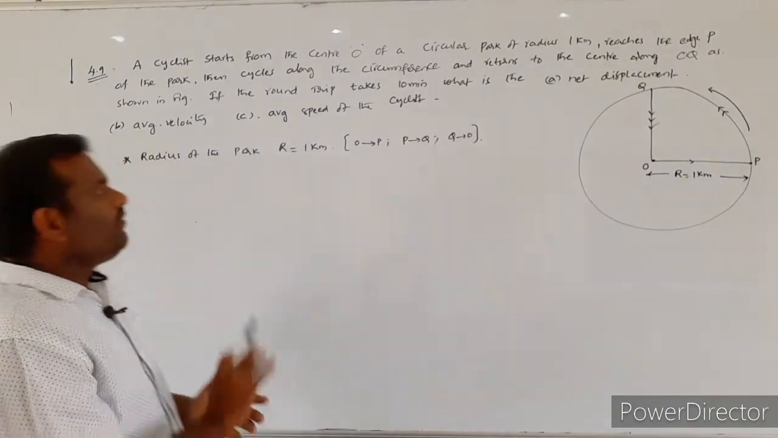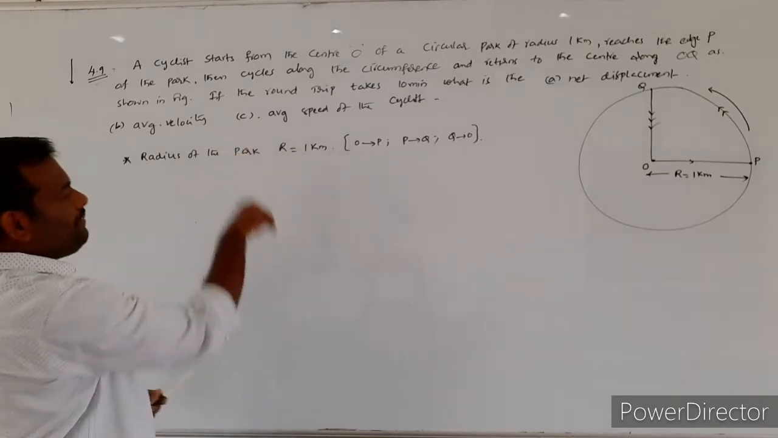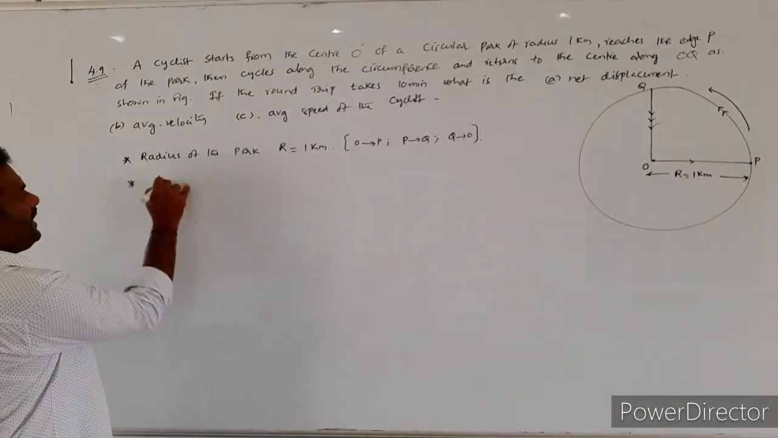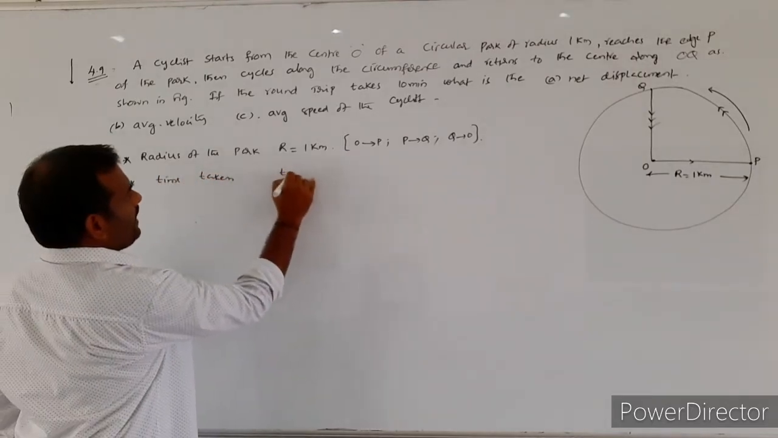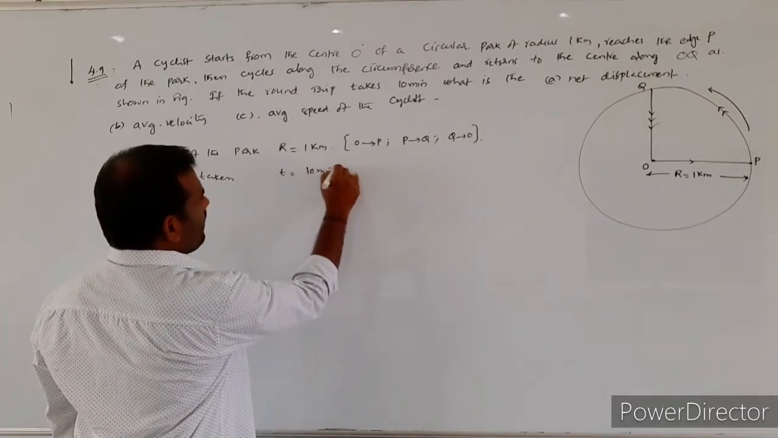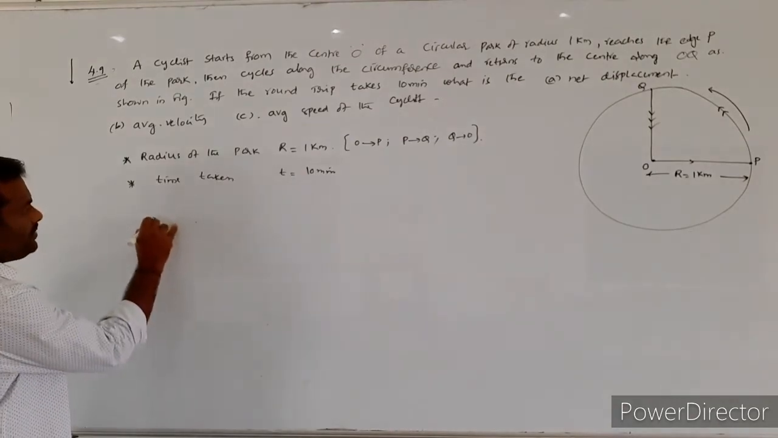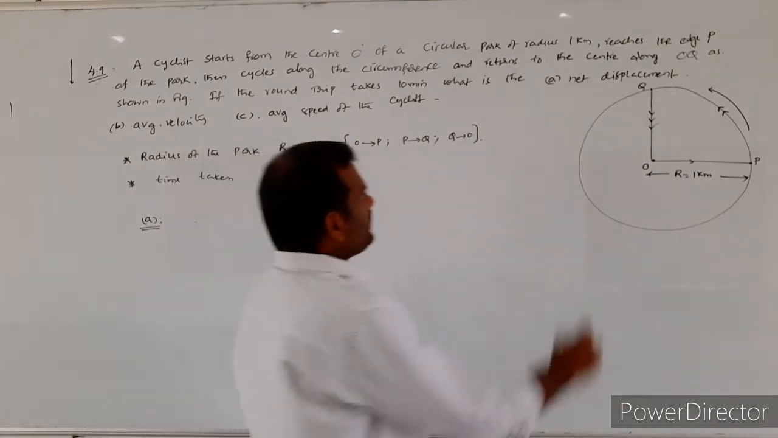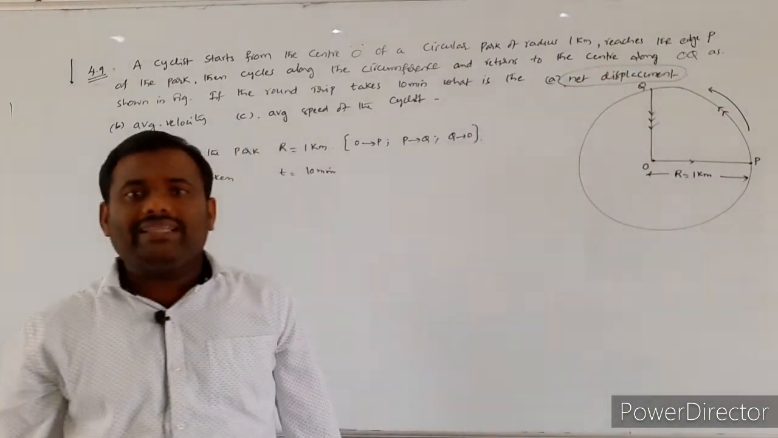Okay, now what are the values they mentioned? They mentioned the radius of the park and the time taken. What is the time taken they mentioned? The time value is 10 minutes. Now what are they asking? They are asking, what is the net displacement covered by the cyclist?